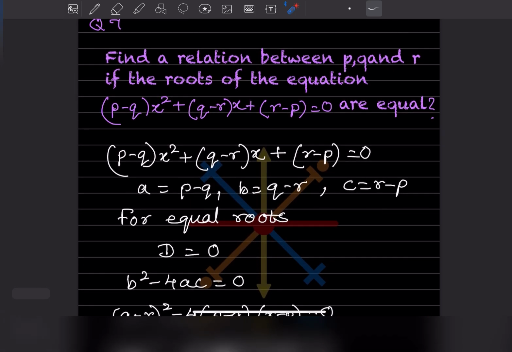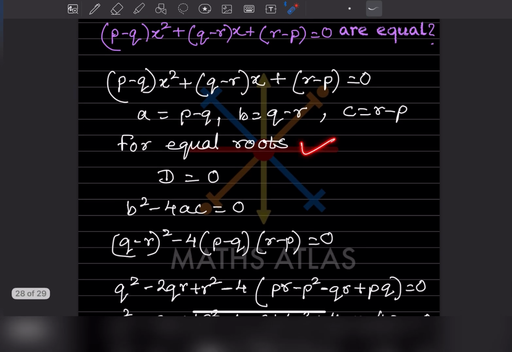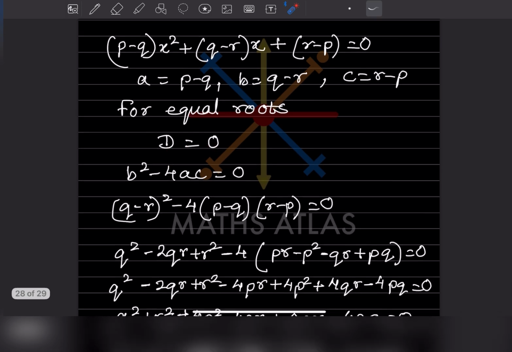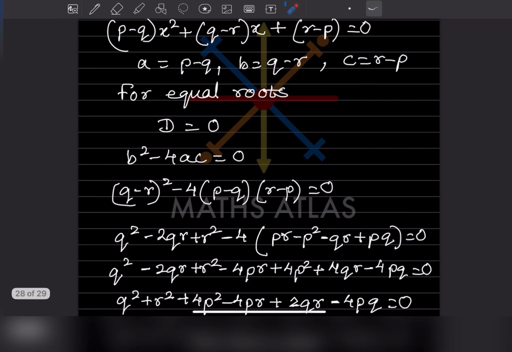Find the relation between p, q and r if the roots of the equation, this is the equation given, are equal. So the same equation I have written here. So what is a? Whatever is before x² is a, whatever is with x is b, and this whole thing should be c. For equal roots, D is equal to 0, so b² − 4ac = 0. So b will be (q − r) whole bracket squared, minus 4, a is (p − q) and c is (r − p), is equal to 0.